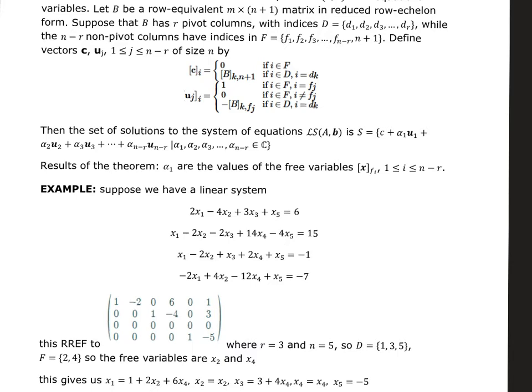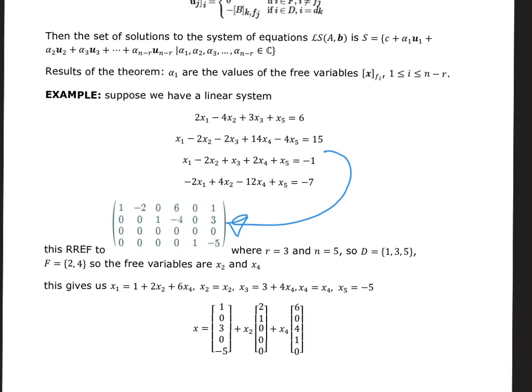So if I take this system of linear equations, put it as an augmented matrix, and then I put it in the reduced row echelon form, I'm going to have 1, 2, 3 pivots. That's my R. My N is 5. I have 5 variables. So I know that column 1, column 3, column 5 are where my dependent or basic variables are. And then column 2 and column 4 are my free variables, because those are the columns that don't have pivots.